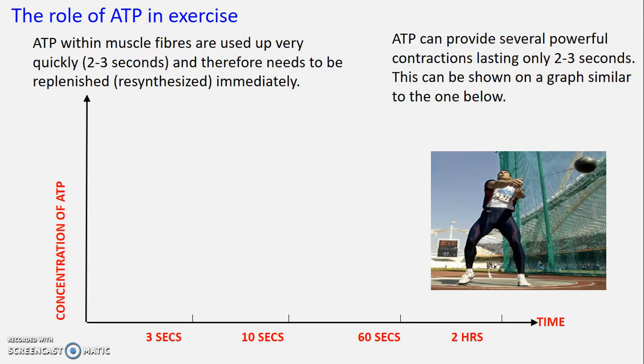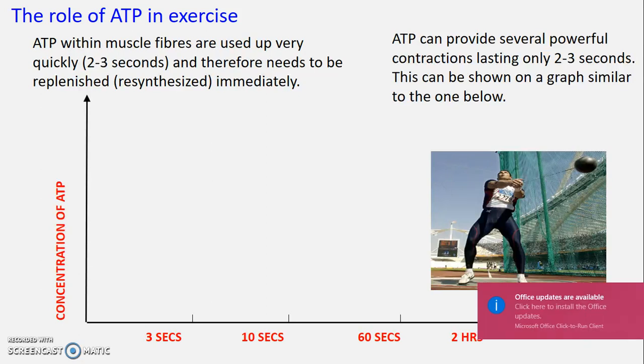A little bit of information before we start about the role of ATP within exercise. Within the muscle we have ATP readily available straight away. However, this is used up within about 3 seconds and it needs to be replenished. So we replenish or resynthesize it immediately with the ATP-PC System, then the Lactate System, then we move on to the Aerobic System.